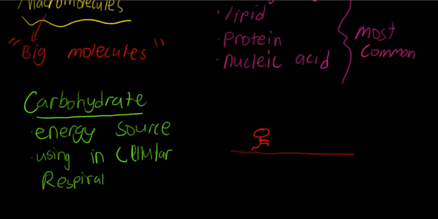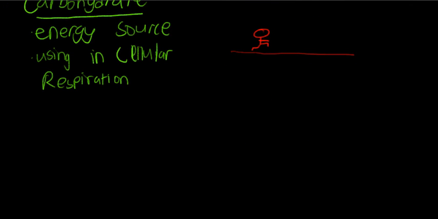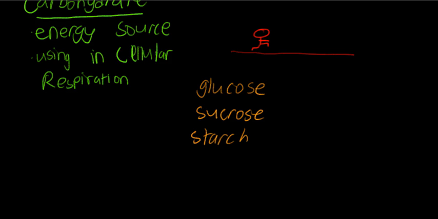And how do we use carbohydrates? Well, some examples of carbohydrates are glucose, sucrose, and starch. Glucose is what we see when we do cellular respiration, and we say that, oh, well, I need to take a molecule of glucose, and then add some oxygen to it, and then some water, and I get ATP. So that's what glucose is used for in cellular respiration.